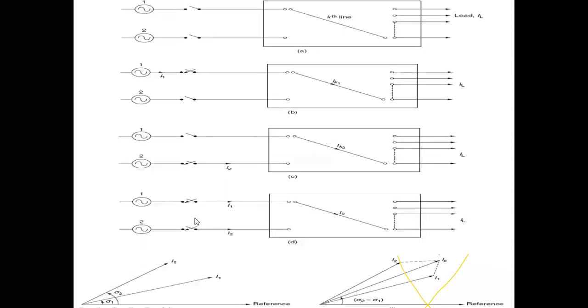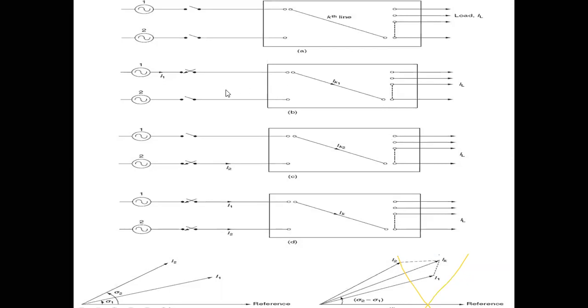Coming to the last one, we operate two sources at a time. We activate source 1 and source 2 also. Here I1 and I2 are the currents drawn from source 1 and source 2, and the current flowing through the kth transmission line is represented by IK. What we conclude is that this IK is the sum of IK1 and IK2.